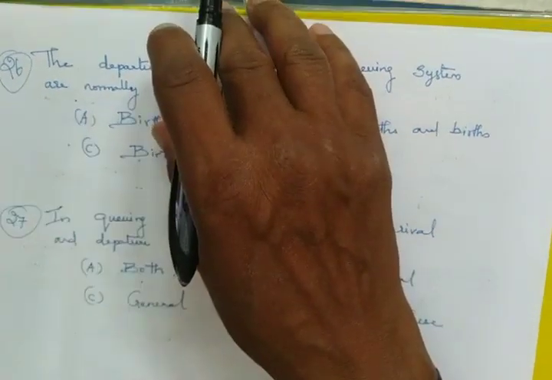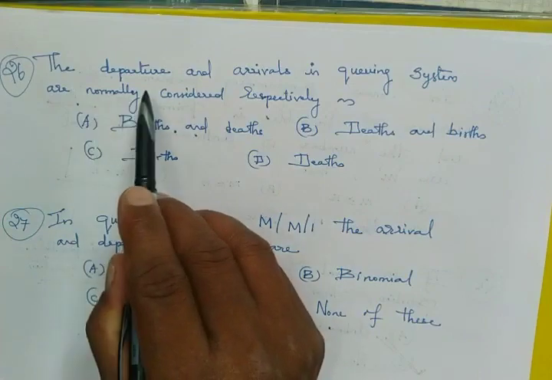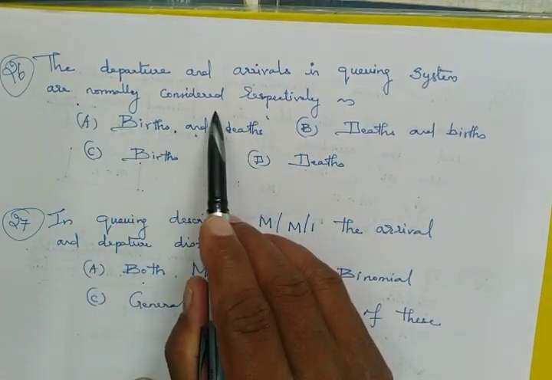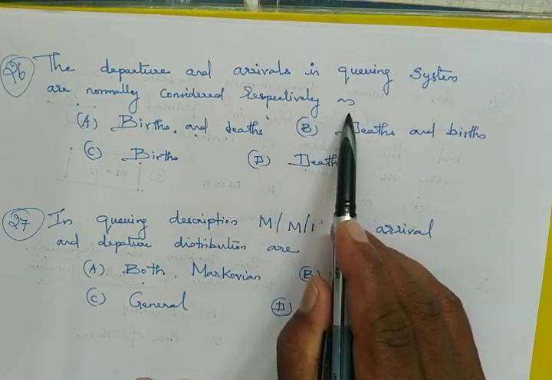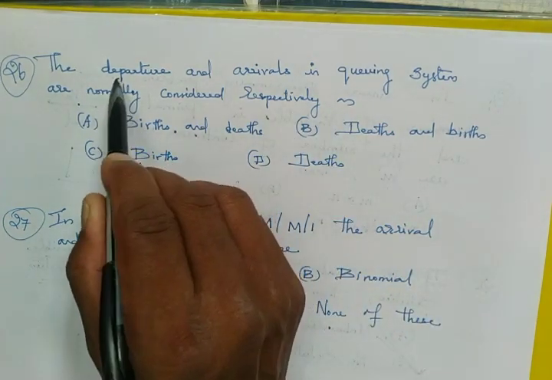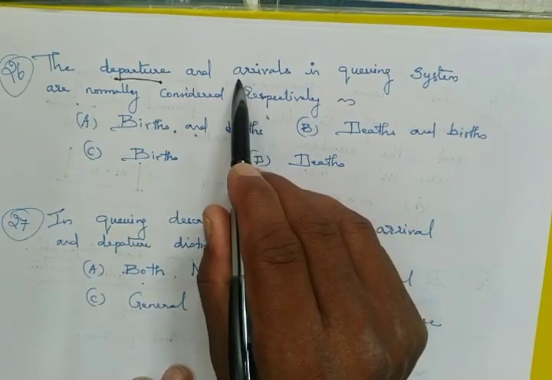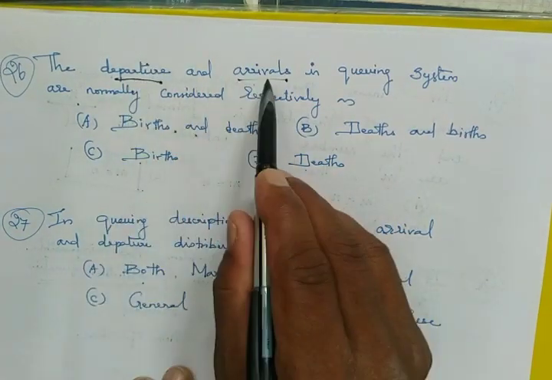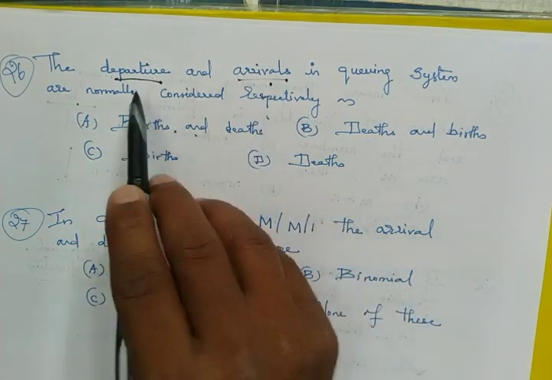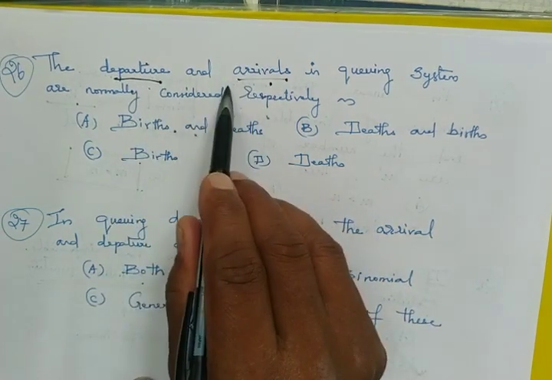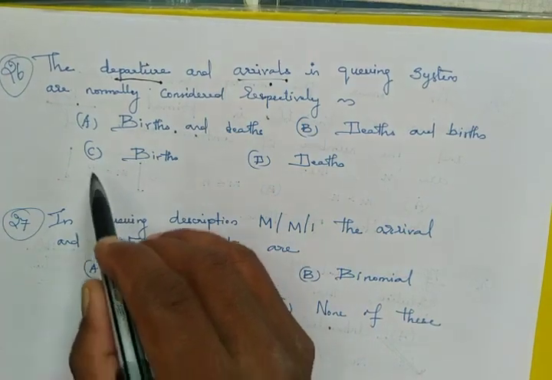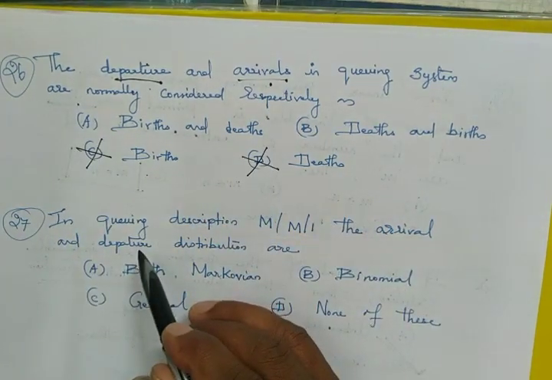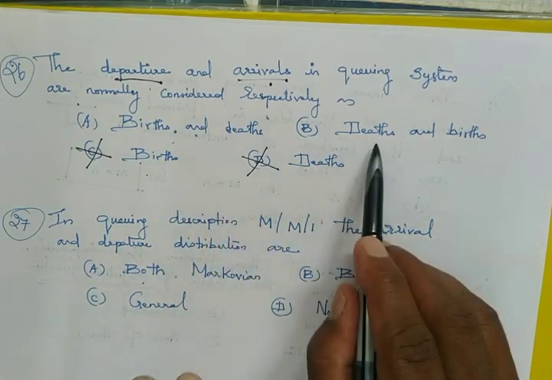The next one is queuing theory. The departure and arrivals in a queuing system are normally considered respectively as what? They gave two things: departure first, next is arrivals. See the question carefully. Departure and arrival, so here they consider two things, not one. Not one means not birth alone or death alone. Here it is birth and death, or death and birth.